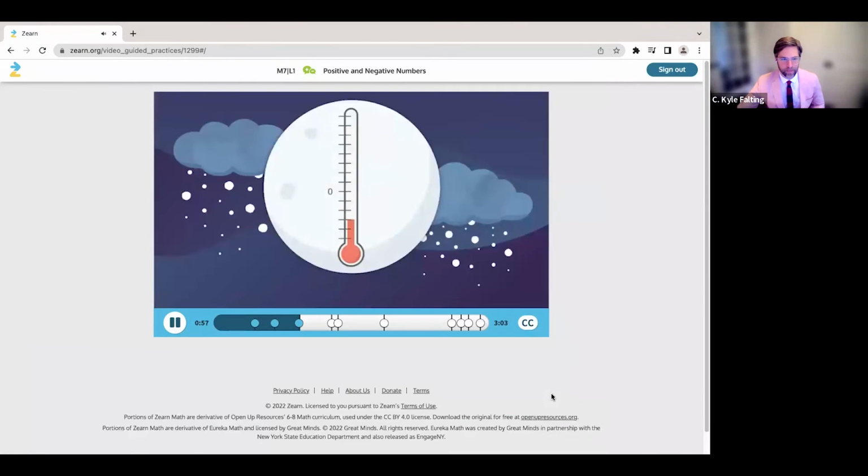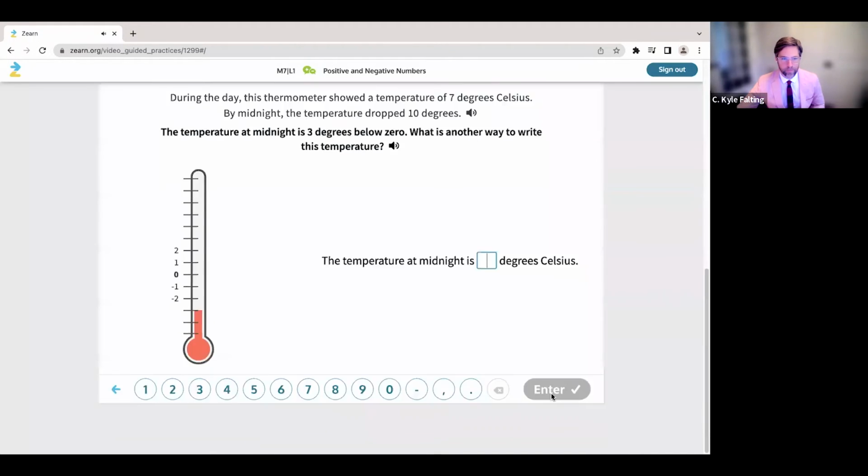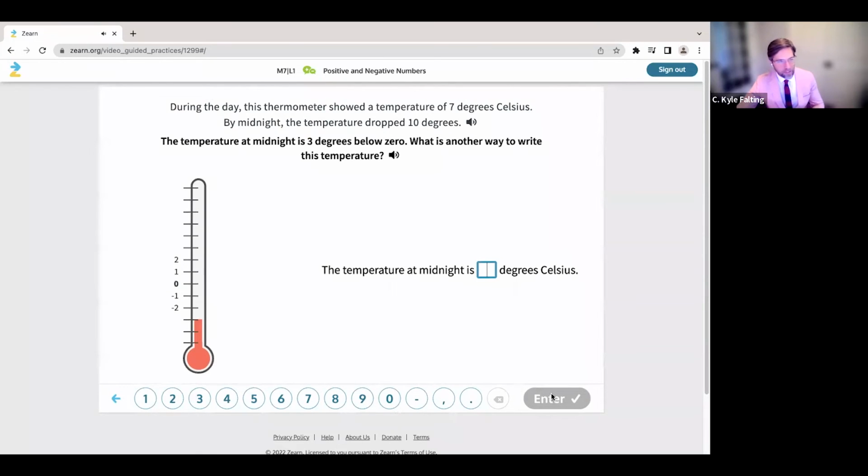We can also describe quantities less than 0 using negative numbers. Just like we count the distance from 0 for positive numbers, 1 degree, 2 degrees, we count the distance from 0 for negative numbers too. -1 degree, -2 degrees. Keep going. What's another way to write this temperature? So here in this moment, we're going to write the temperature as -3 degrees.